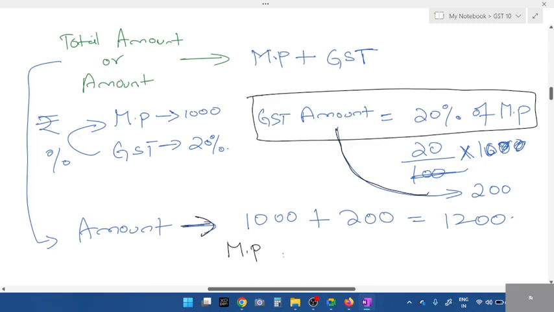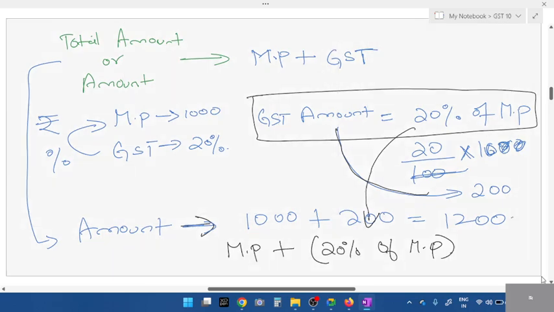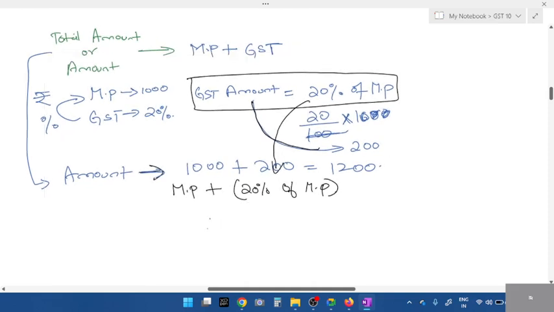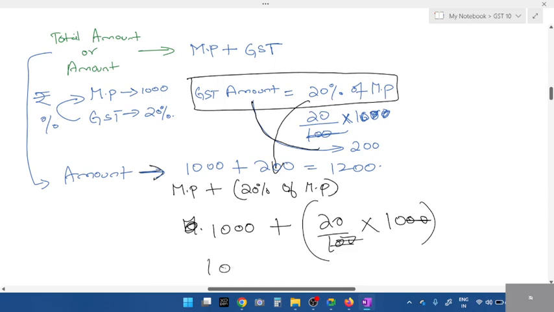Mark price plus GST is 20%. See, I'm just taking this and writing 20% of mark price. You can use one single formula. It's the same, I'm just combining it. If they ask you to find total value, mark price plus 20%. Mark price is 1000 plus 20%, write it in bracket of 1000. Two zeros get cancelled, 1000 plus 200. See, we still get the same concept, 1200.